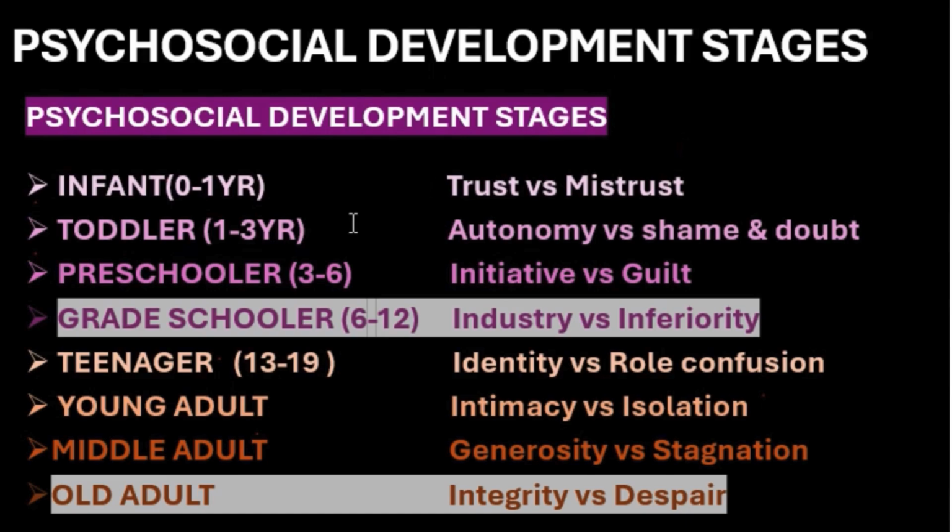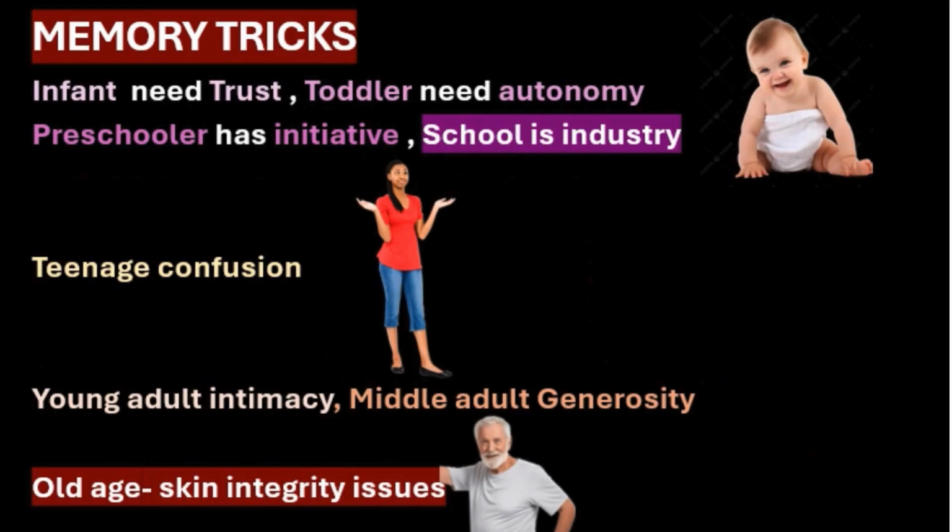You can see the different psychosocial development stages in this chart. Infant, trust versus mistrust. Toddler, autonomy versus shame and doubt. Preschooler, initiative versus guilt. Grade schooler, industry versus inferiority. Teenager, identity versus role confusion. Young adult, intimacy versus isolation. Middle adult, generosity versus stagnation. And old adult, integrity versus despair.